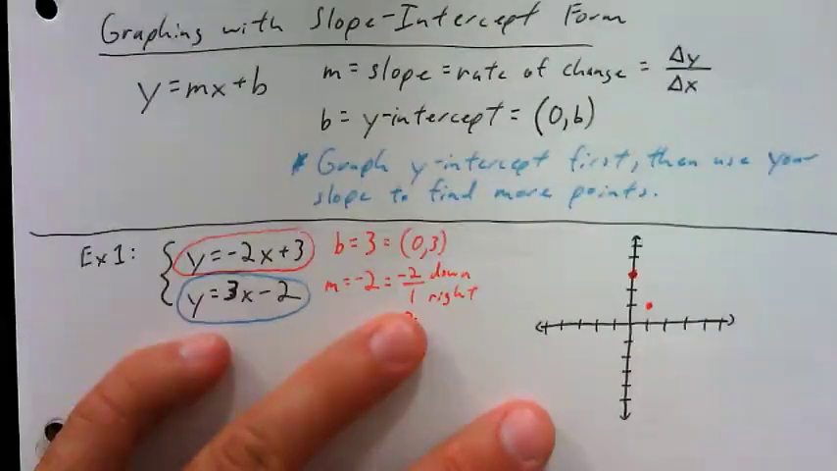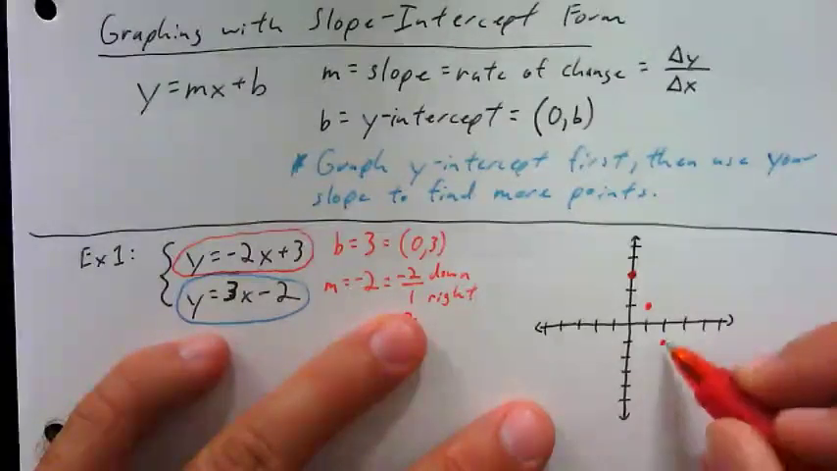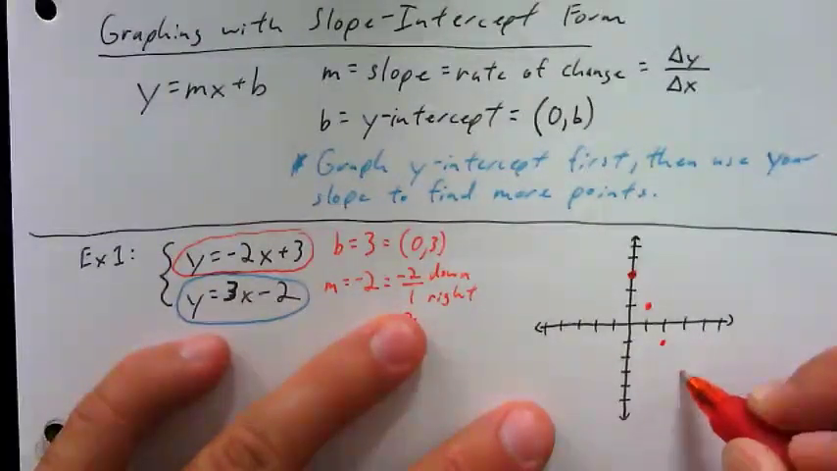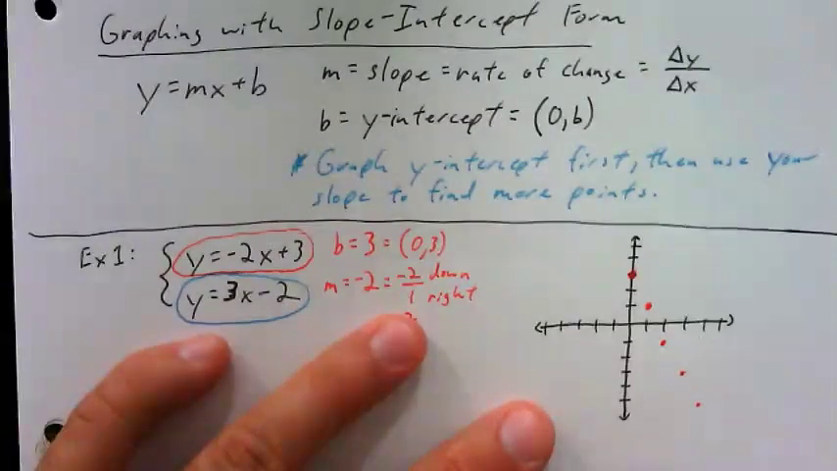And we can do that as many times as we need to draw a straight line. So then from there, down 2 to the right 1. Down 2 to the right 1. Now you don't have to go all the way out here. But again, you can go as far as you need.